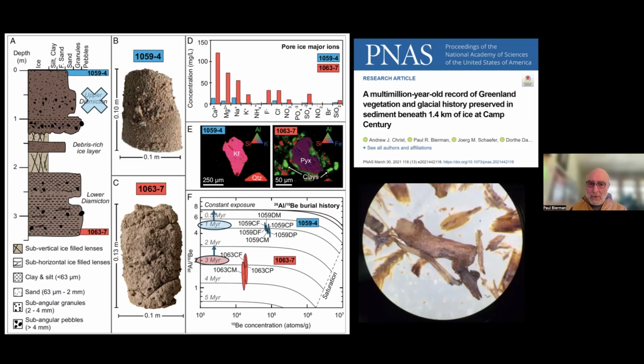So now we knew that there was some really young material at Camp Century at the top, but we didn't know exactly when it was buried. We just had this upper limit on burial.